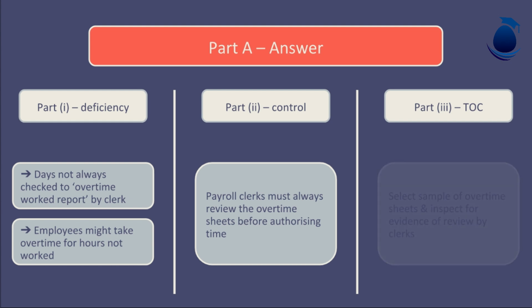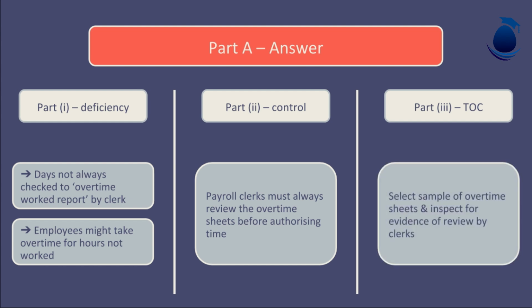The test of control the auditor can carry out would then be to select a sample of employee overtime sheets, where time has been taken off, and inspect for evidence of review, for example, the payroll clerk's signature.